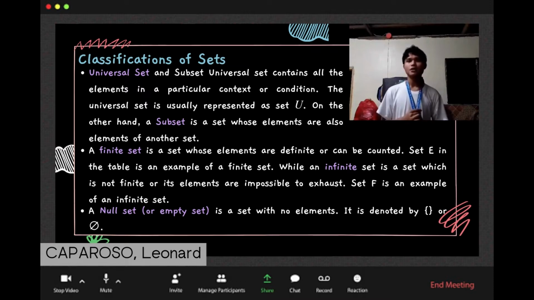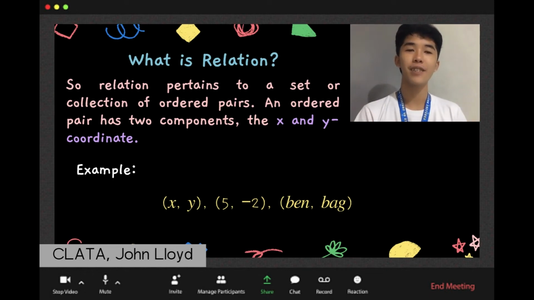Mr. Clara, can you share with the class what's the second element? Gotcha. So the second element is the relation. So what is a relation? Basically, a relation is not the relationship you know with someone, okay? The relation in math pertains to a set or collection of ordered pairs. An ordered pair has two components, which are the x coordinate and the y coordinate. In this example, we have (x, y), (5, -2), and (Ben, bag).